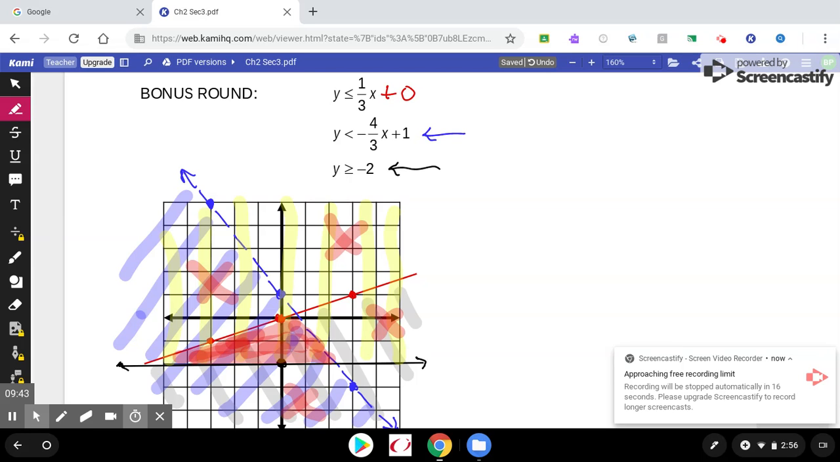Again, some math teachers will make you go back and erase those areas that I have X'd. Just as long as you color it in solid for me, then I know that you know where the correct region is, where all the answers exist.